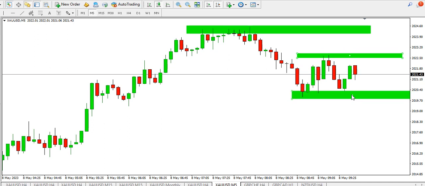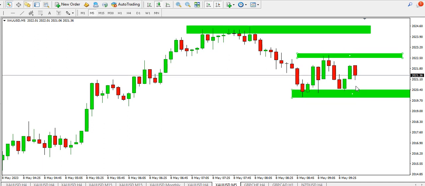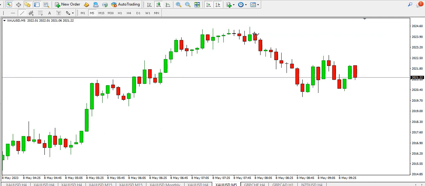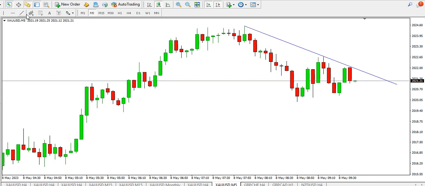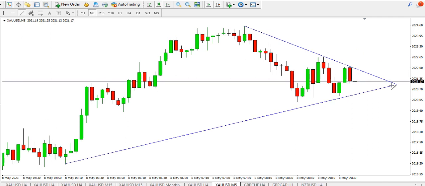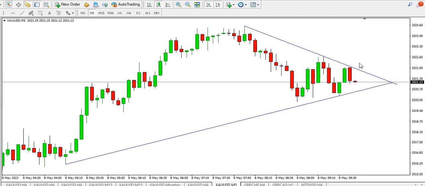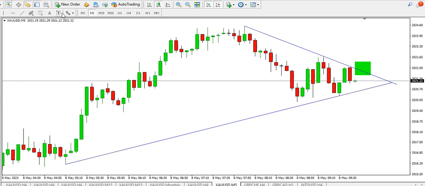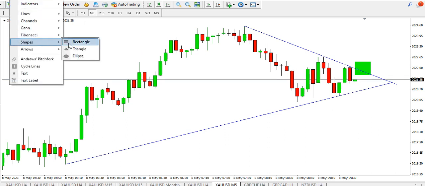On the 5-minute time frame, you have to monitor a break of this zone and a break of this zone. If it breaks below the zone, you scalp sell. If it breaks above this zone, you scalp buy. So that is ranging. Drawing the trend line on the 5-minute time frame, we have something like this, and then something like this. A break above this trend line, you can scalp buy. If it breaks below around here, you can scalp sell.